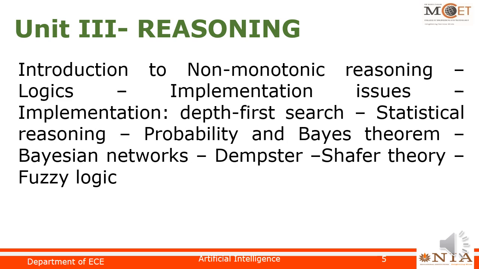As far as unit 3 is concerned, we are going to discuss mainly reasoning. So here we are going to discuss different reasoning and logics and implementation issues. In unit 1 we discussed topics like depth first search and breadth first search algorithms. Here we are going to discuss certain implementation issues and statistical reasoning like probability, Bayes theorem and Bayesian network. A simple example will be discussed with respect to probability, Bayes theorem and Bayesian network, and how we can solve real world problems.